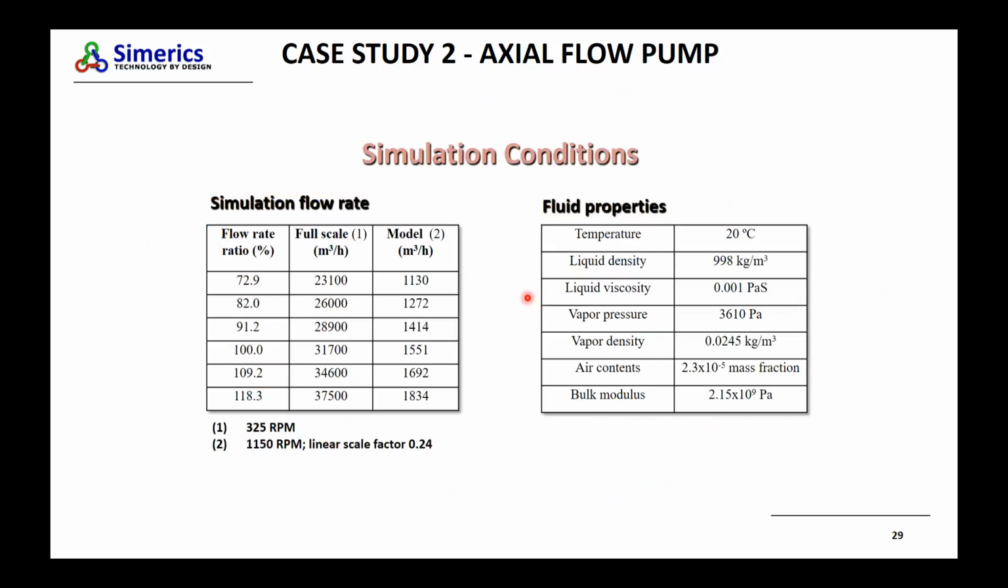For the simulation conditions, I list the conditions that were run here. The speed is listed here because this is a scaled-down model, so it's run at 325 RPM, and the flow rate ratios used for the simulation are also listed here. The properties of the fluid are pretty much like coolant, and you have the density, viscosity, and vapor pressures, as well as the air content that we are using in the model.